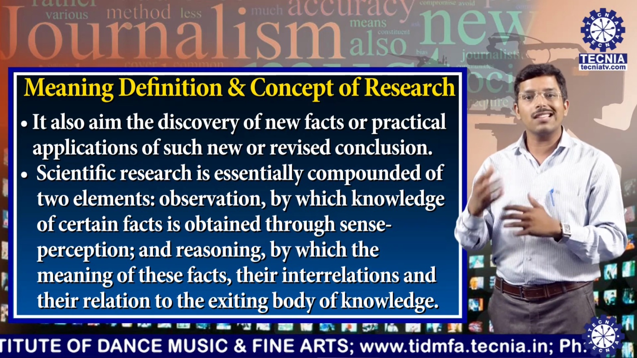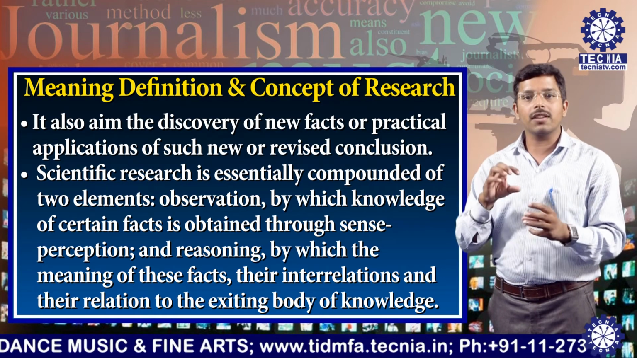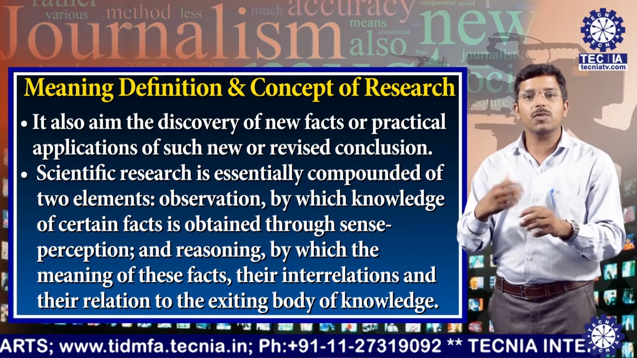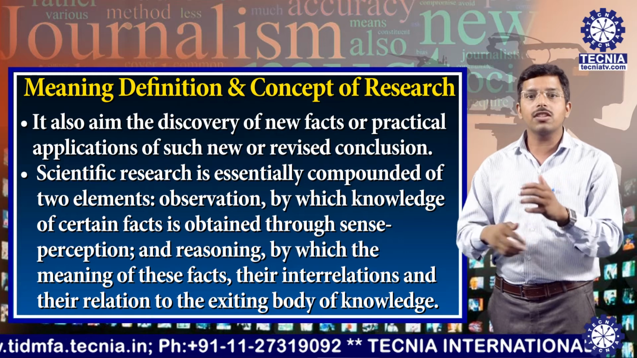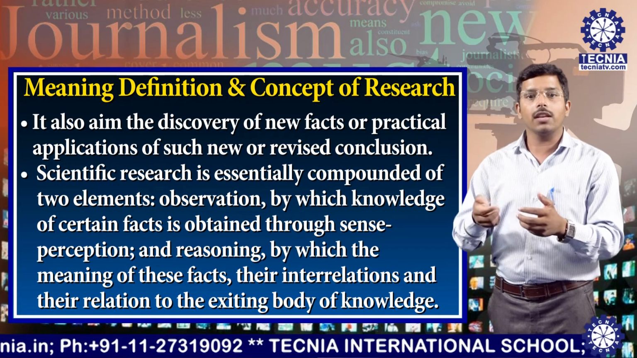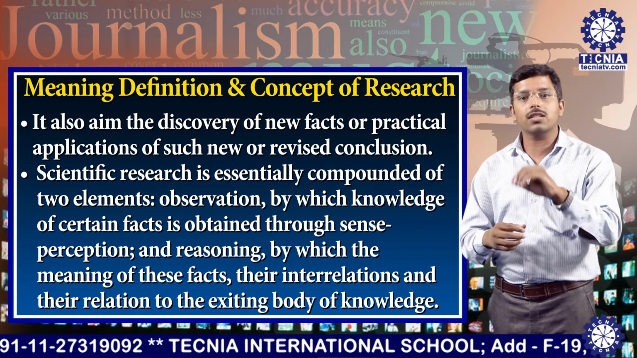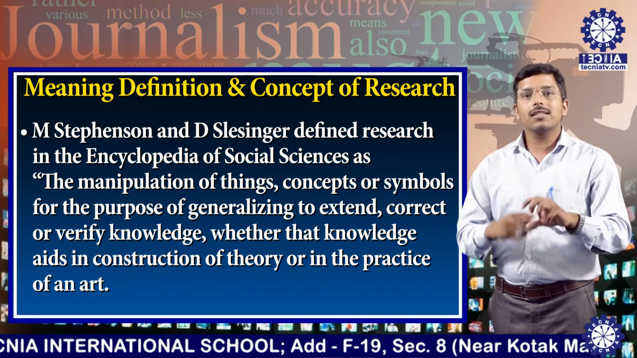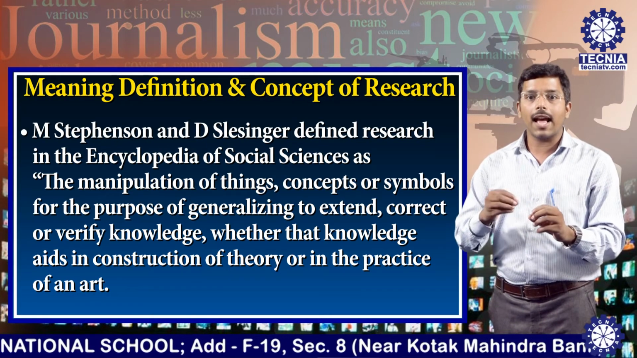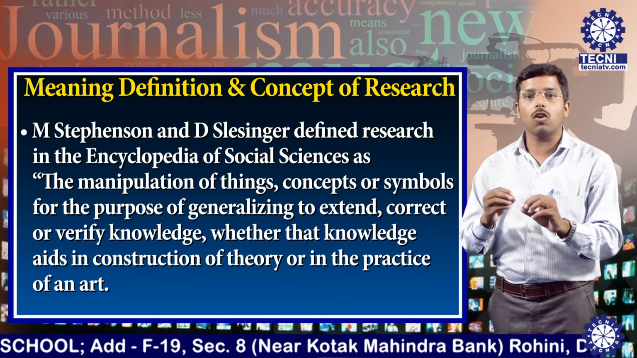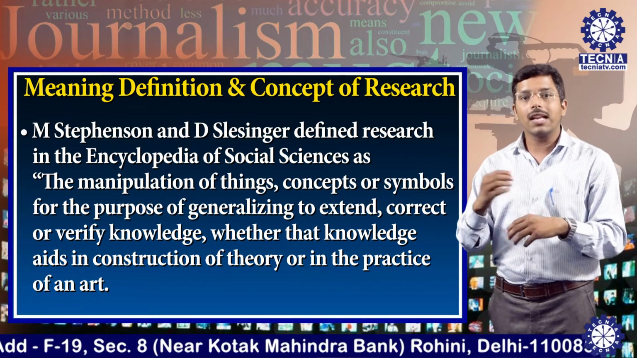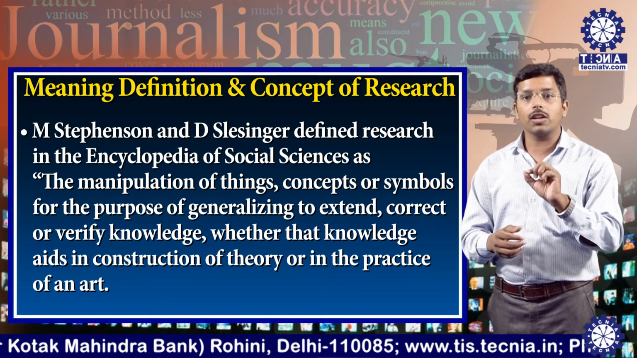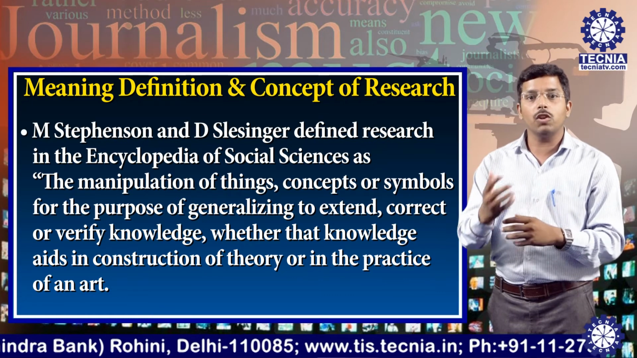Systematic research has two essential elements: observation, by which knowledge of certain facts is obtained through sense perception, and reasoning, by which the meaning of these facts, their interrelations and their relation to the existing body of knowledge are understood. M. Stephens and D. Slinger define research, in the Encyclopedia of Social Sciences, as a manipulation of things, concepts or symbols for the purpose of generalizing to extend, correct or verify knowledge, whether that knowledge is in the construction of theory or in the practice of an art.